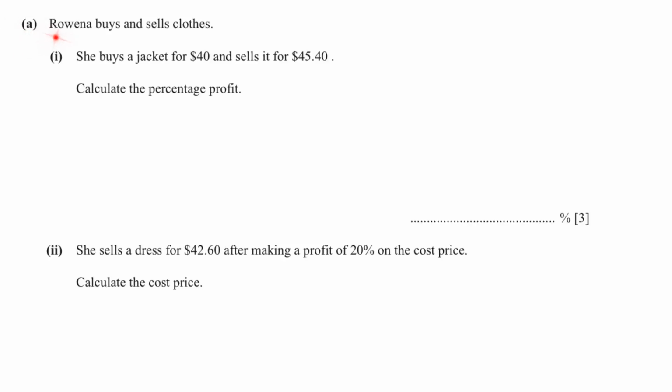In Part A, Rowena buys and sells clothes. A1, she buys a jacket for $40 and sells it for $45.40. Calculate the percentage profit.